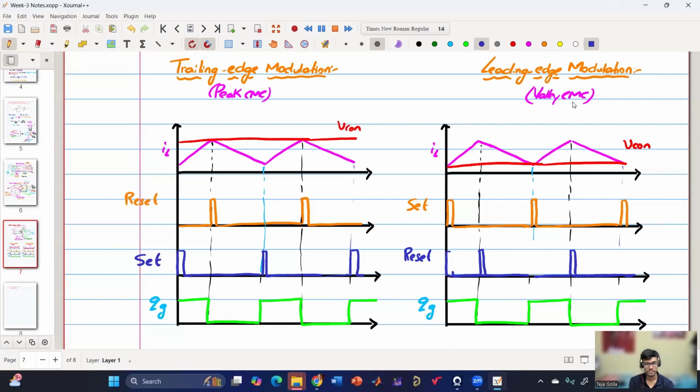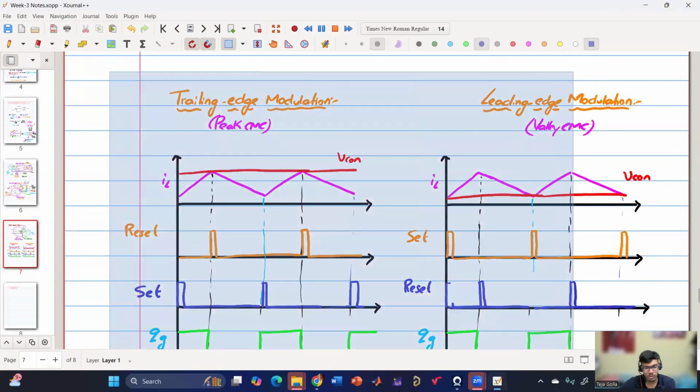Clear? Yes, clear. Okay. So now let us quickly solve one problem, but before that I will.